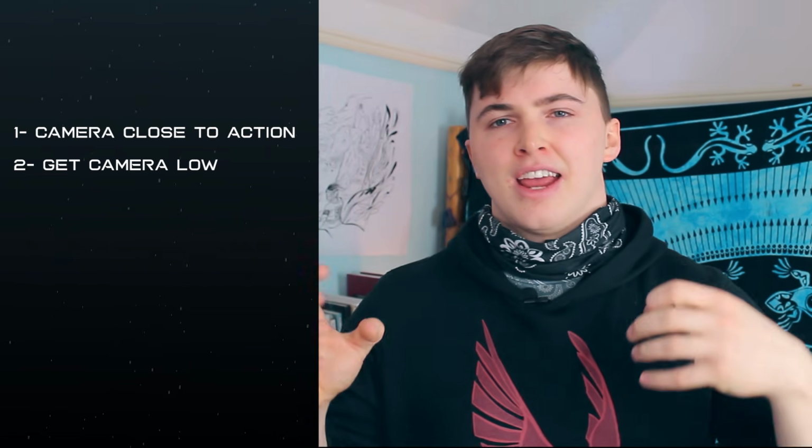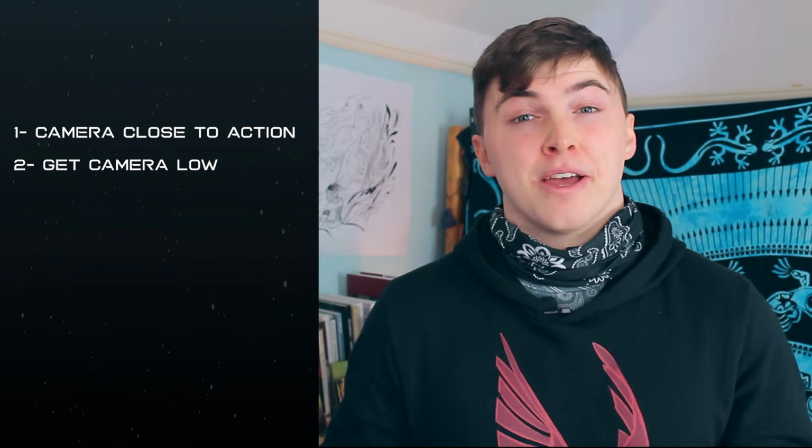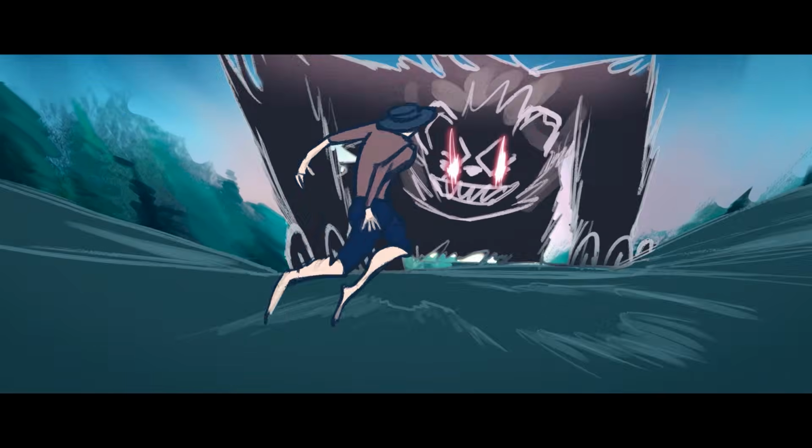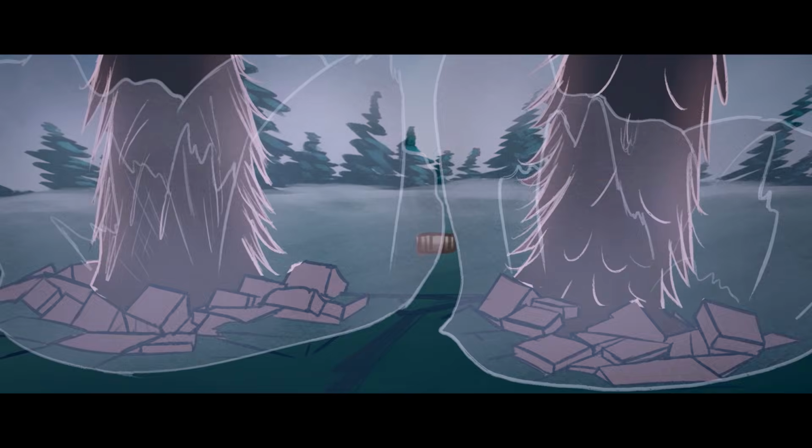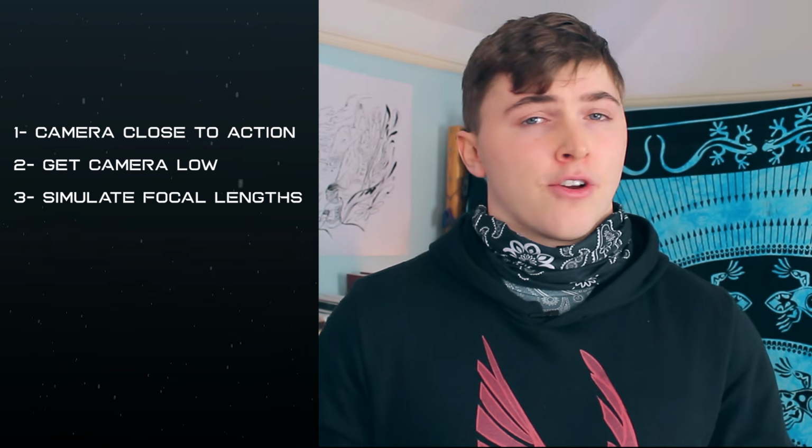Number 2 is get your camera low and point it up at the action. It makes everything seem big. Psychologically, you pay attention to things that are big, and it makes things seem more grand and epic. Simulating a wide angle lens can look great for close-up action. These 3 first points, when used together, make a great combination.